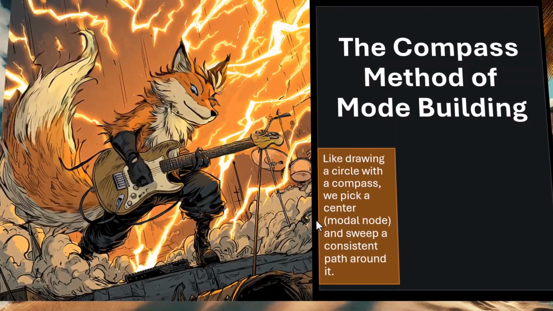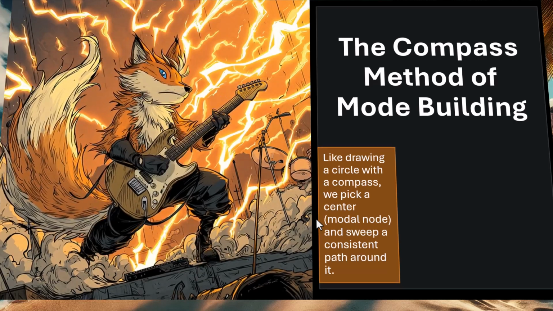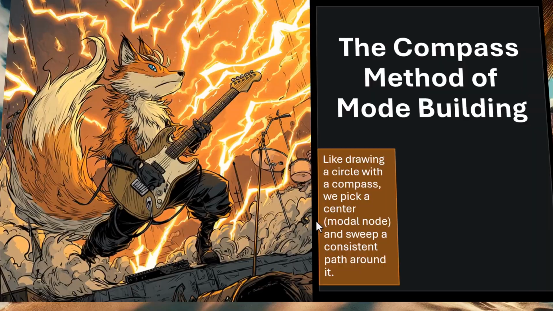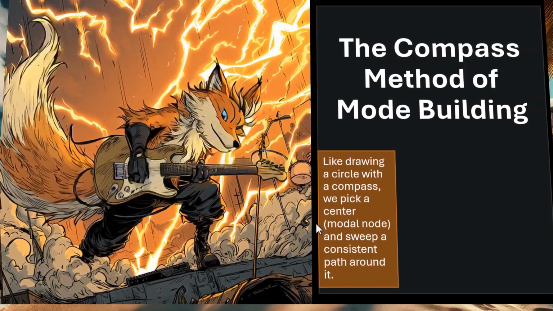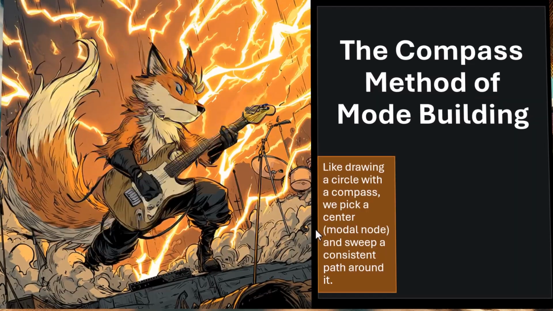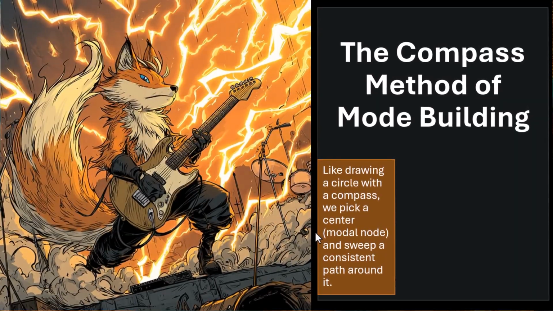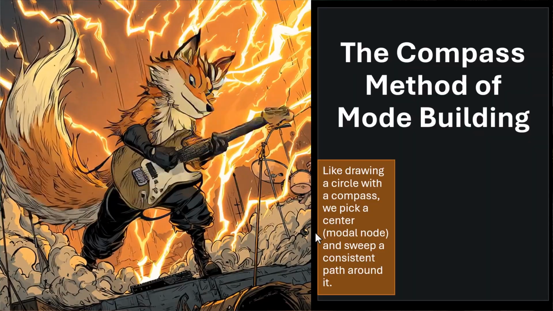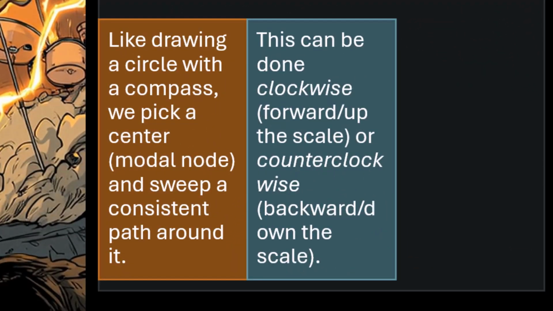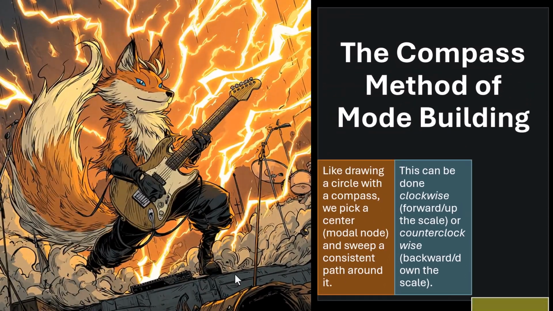On a fretboard, it's similar to a compass where you put the pen in the paper, and then you draw the circle around it. In our case, the shape is not a circle, but on the fretboard, you have the going forward shapes, which are going to be to the right of the fretboard and down towards the skinnier string. And then you have going the opposite direction, which is backwards on the fretboard and going up towards the ceiling. So this can be done clockwise forward up the scale or counterclockwise backwards on it.